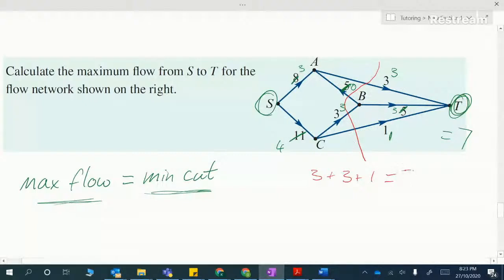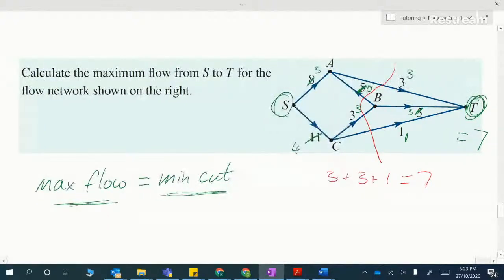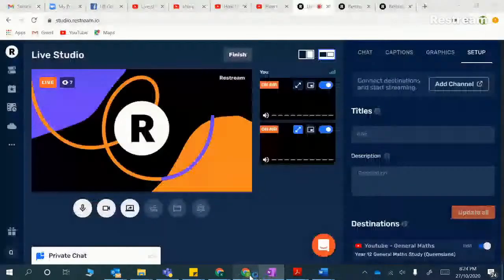Okay, so you can see that minimum cut is equal to my maximum flow. Okay, now you could have very easily solved this problem by just using trial and error and finding your way to 7. You are welcome to do that, but that's not something I like doing because I like to be doubly sure that I've done that. Okay. Now, there's only one question on the QCAA mock, so I'll show it to you real quick.